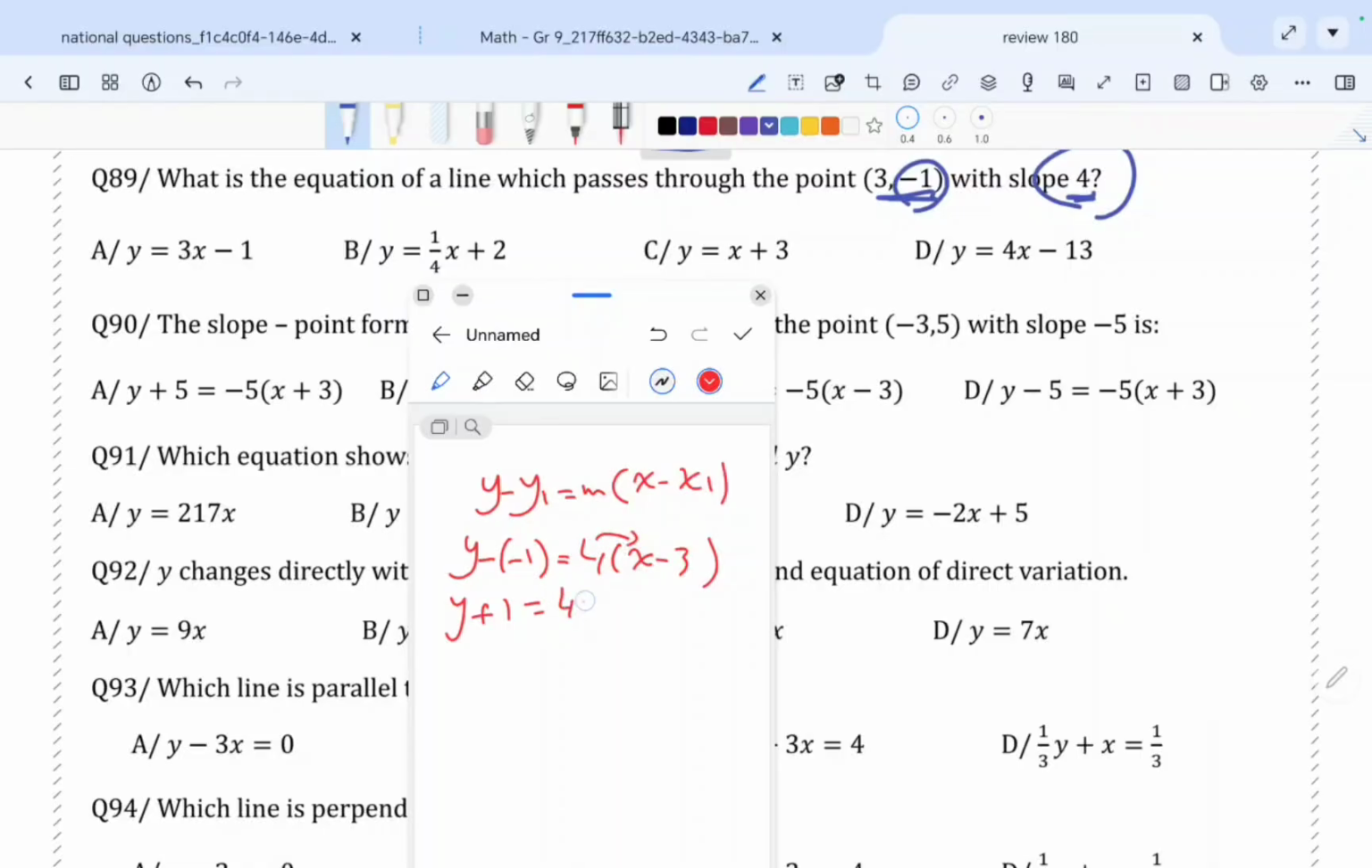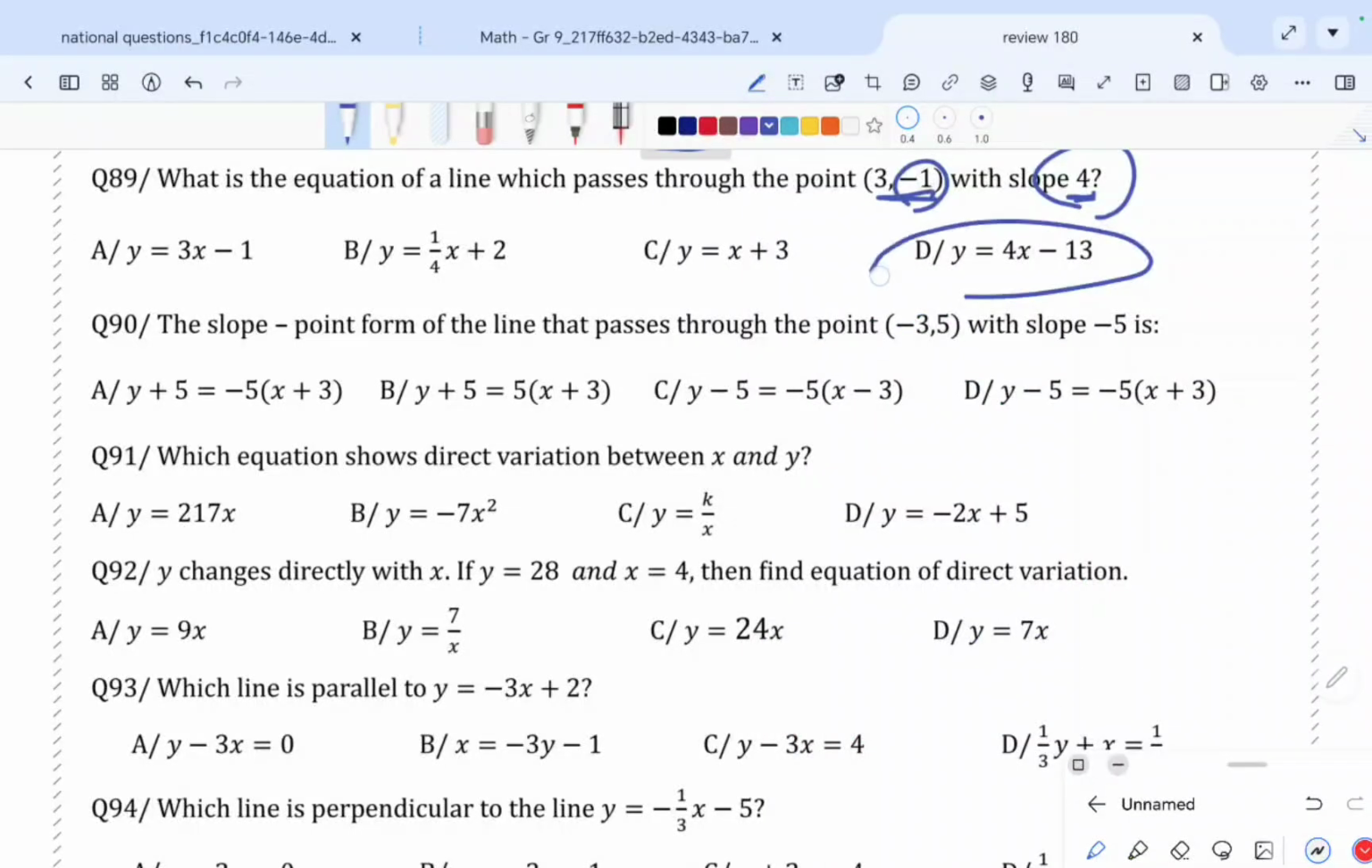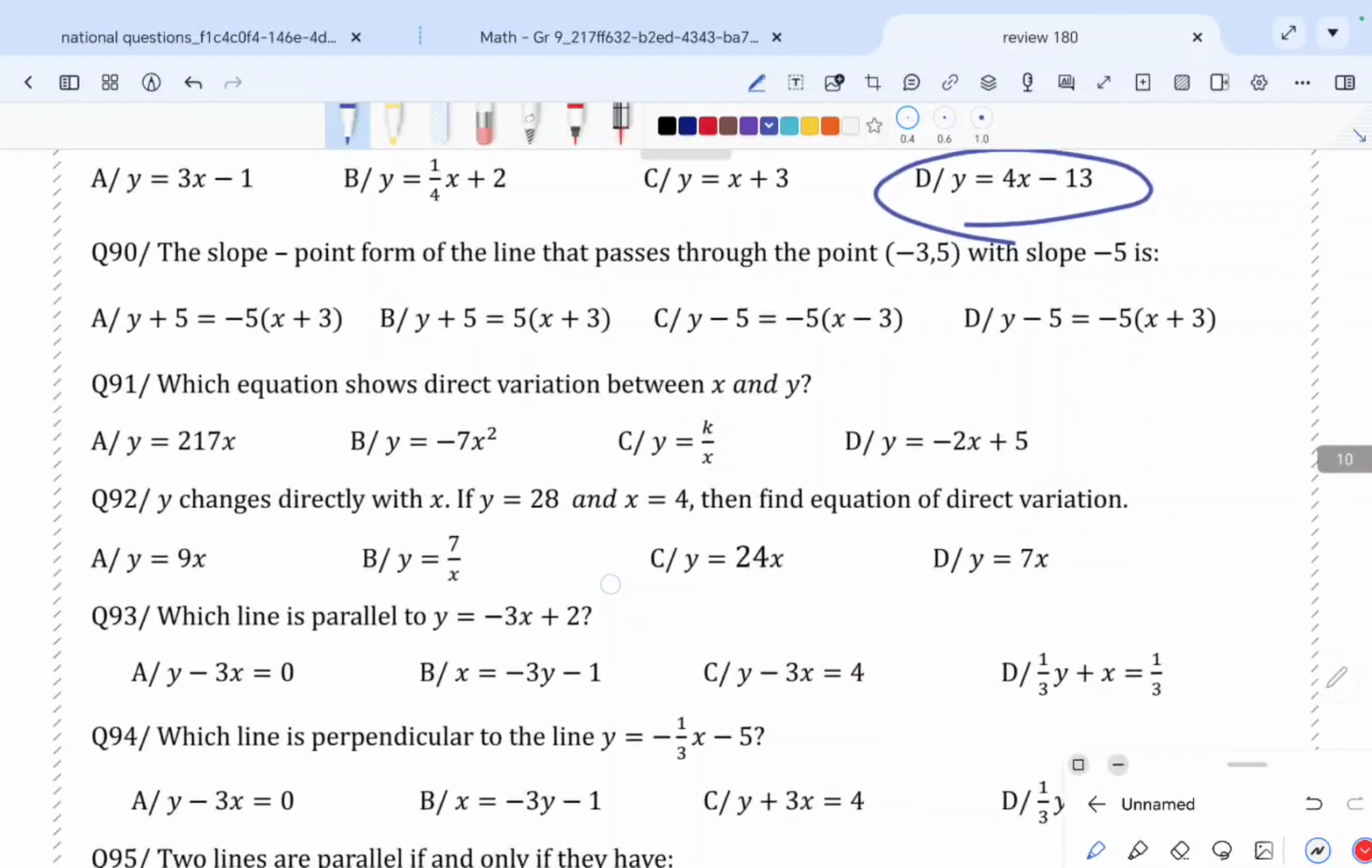Now solve the equation. y plus 1 equals 4 times x minus 4 times 3, which is 12. Move 1 to the other side. y equals 4x minus 12 minus 1. y equals 4x minus 13. Let's see if we have it, yes, 4x minus 13. D is the correct answer.